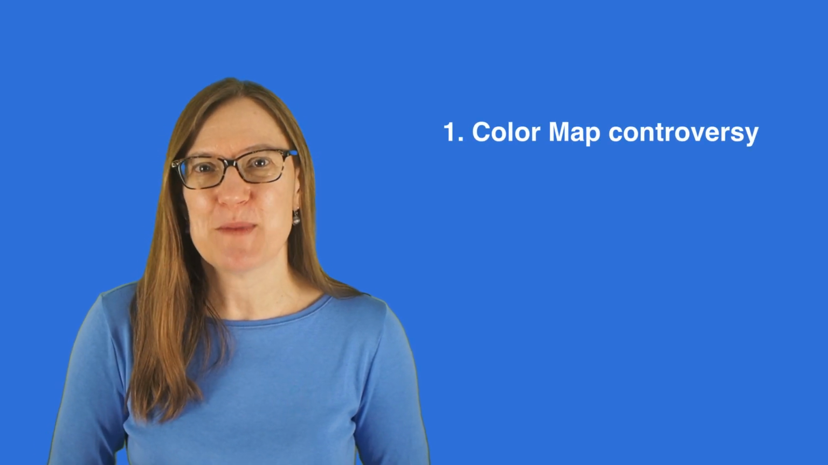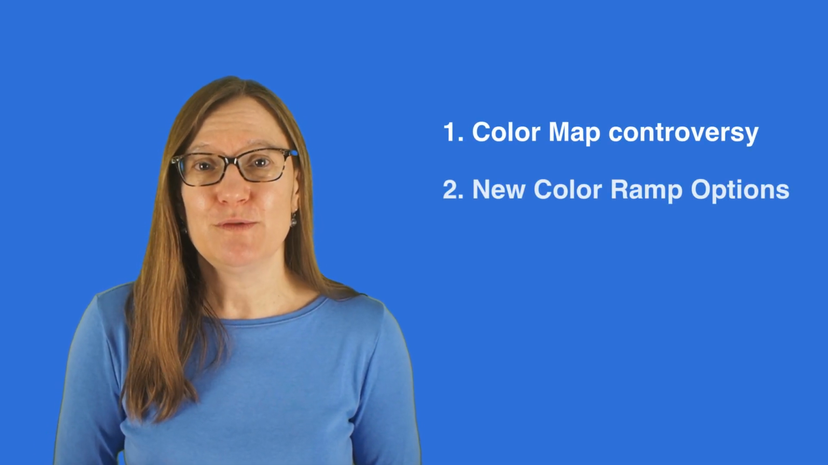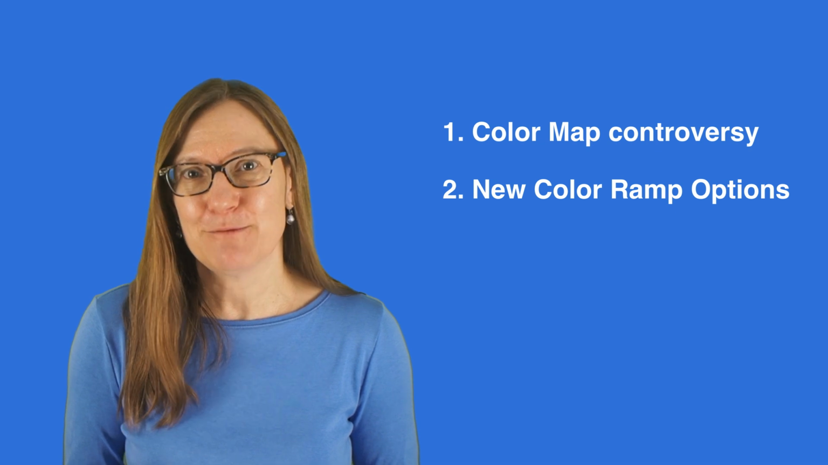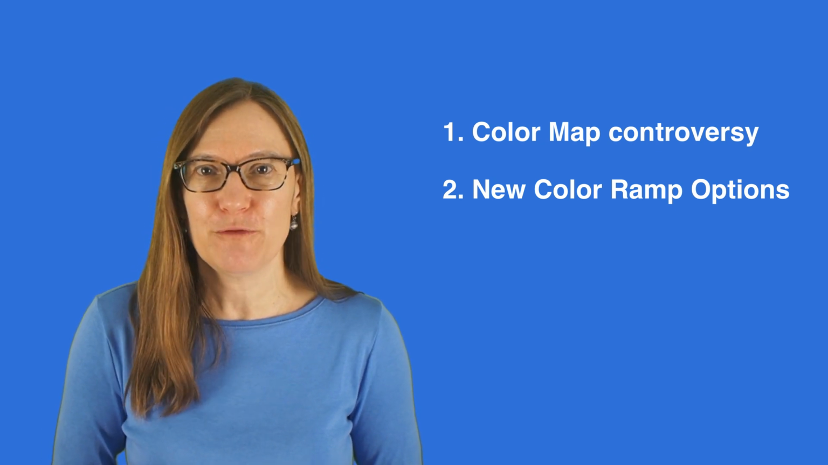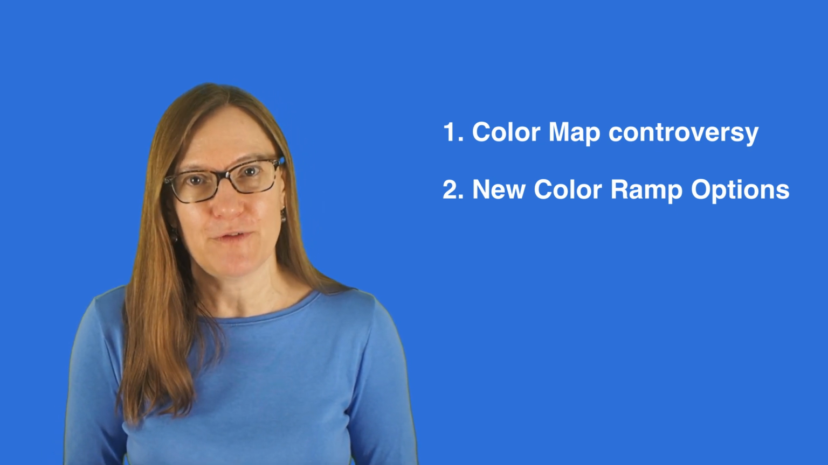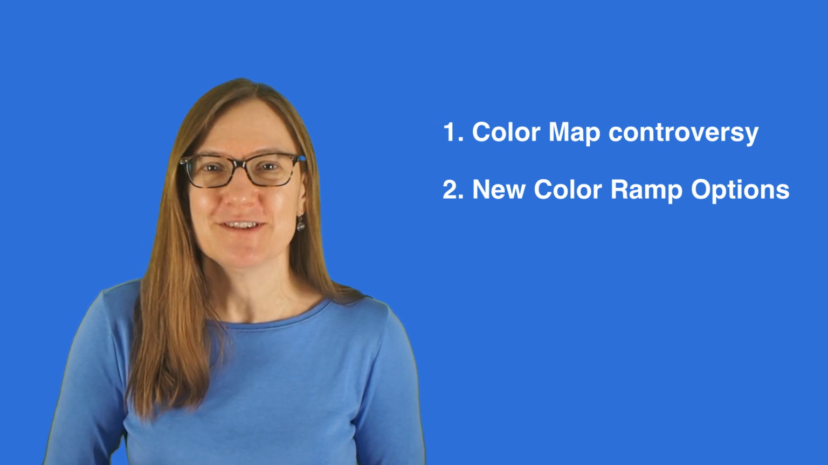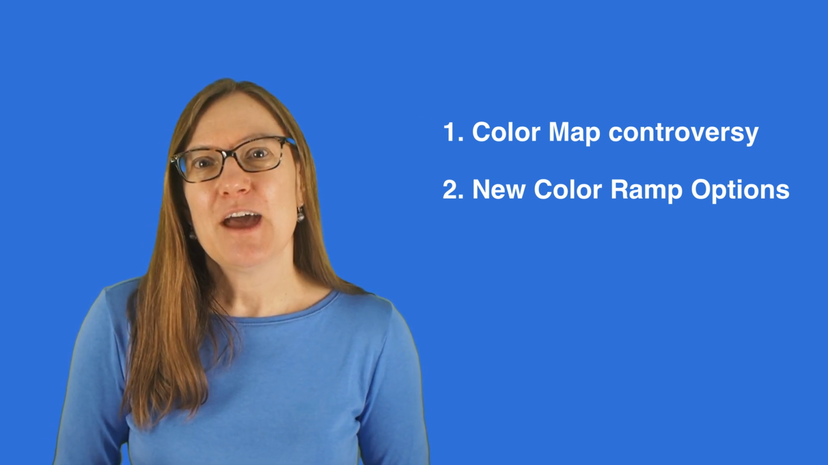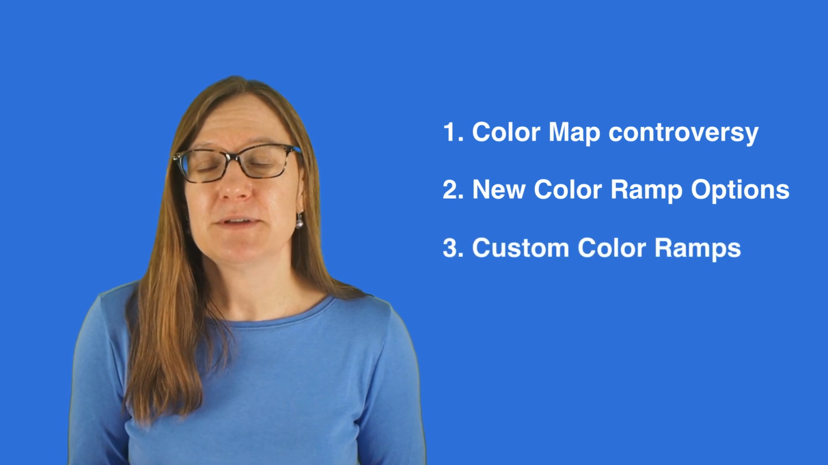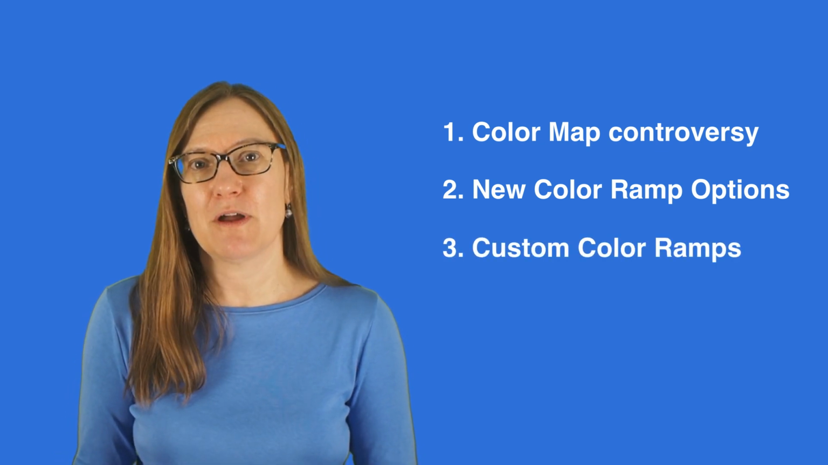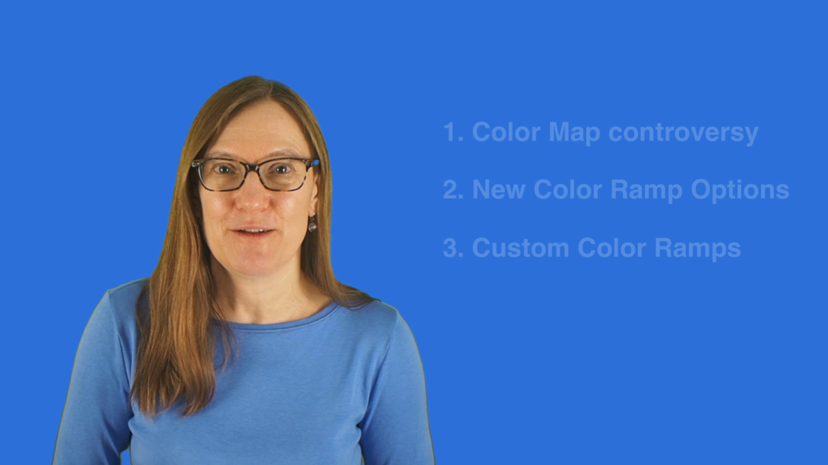Hi, I'm Pamela Schultz, and in this video, we're going to start by giving you a little bit more background as to what this controversy is over the rainbow color map. Next, I'm going to show you the new color ramp options that we've added into DataGraph version 5.3 and do a bit of a demo of the scalar field command that you can use to create heat maps or scalar fields. And lastly, one of the things that's really nice about DataGraph is that you can actually create your own custom color ramps, so I'll show you how to do that as well.